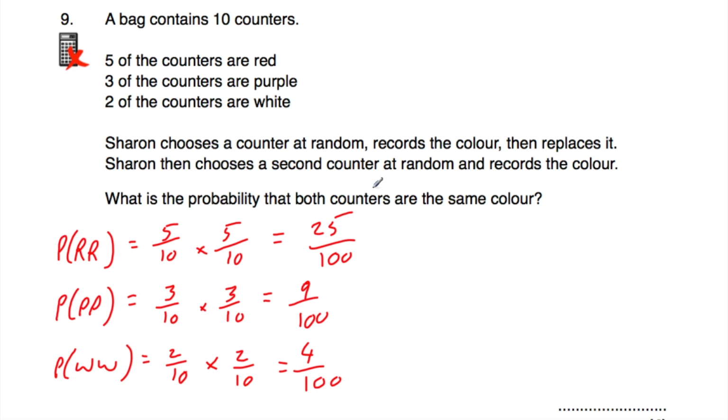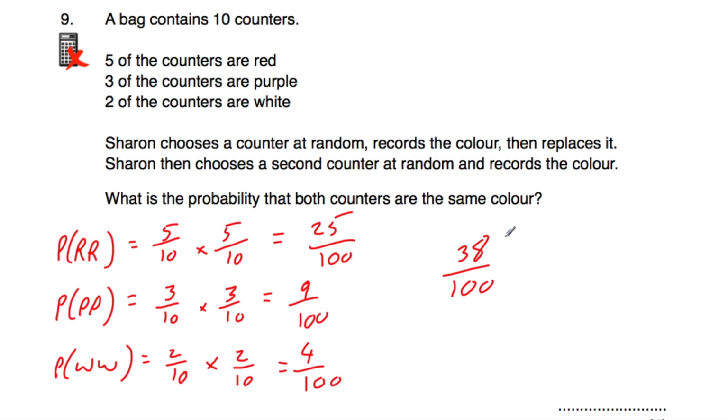And that's fantastic, because now we've been asked to find the probability that the counters are the same colour. We've got all the probabilities for all the outcomes where they're the same colour. We just need to add them together now. So 25 plus 9 is 34, plus another 4 would be 38. So if we add them together, we're going to get 38/100ths. So that's the probability that the two counters are the same colour.